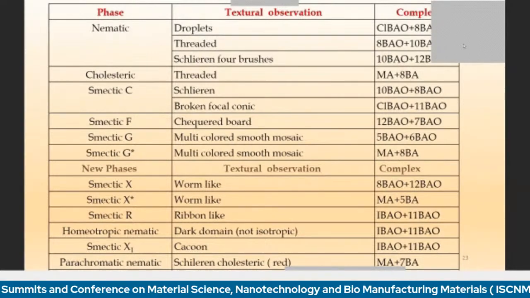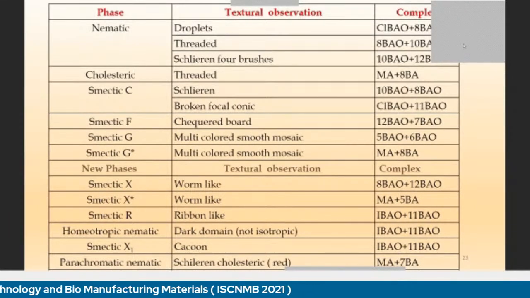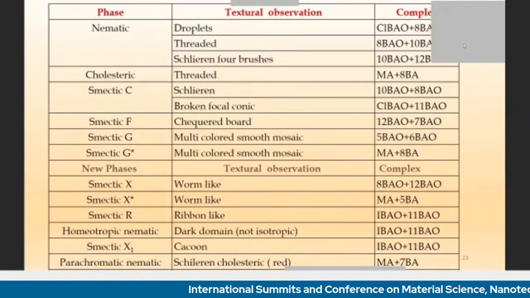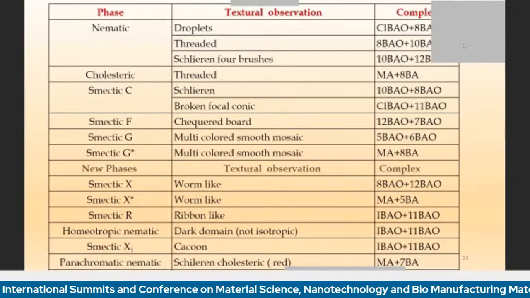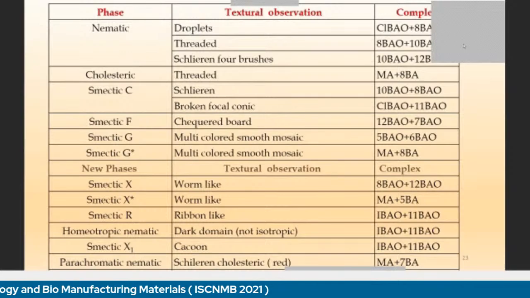So these are the phases exhibited in our benzoic acid liquid crystal complexes. We have nematic. Nema, in Greek, means thread, so it shows thread-like textures. It may be droplets, threaded, or Schlieren four brushes. Cholesteric resembles the nematic phase and is ferroelectric in nature. Carbon atoms surrounded by four different groups lead to the ferroelectric nature. If you get ferroelectric liquid crystals, then the nematic will be named the cholesteric phase.